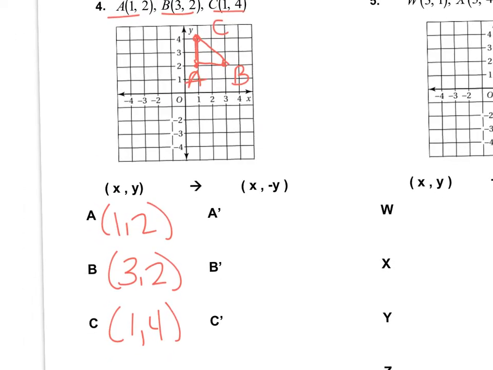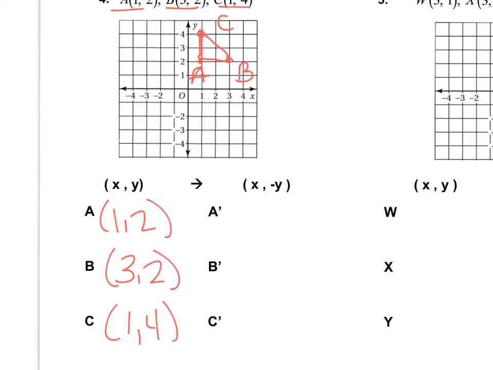So now I'm going to reflect them over the x-axis, which means I'm going to take all of the x-coordinates and leave them the same. So I'm just going to leave all the x-coordinates the same. However, if you see, all the y-coordinates are multiplied by -1. So here 2 becomes -2. Again, 2 becomes -2. And 4 becomes -4.